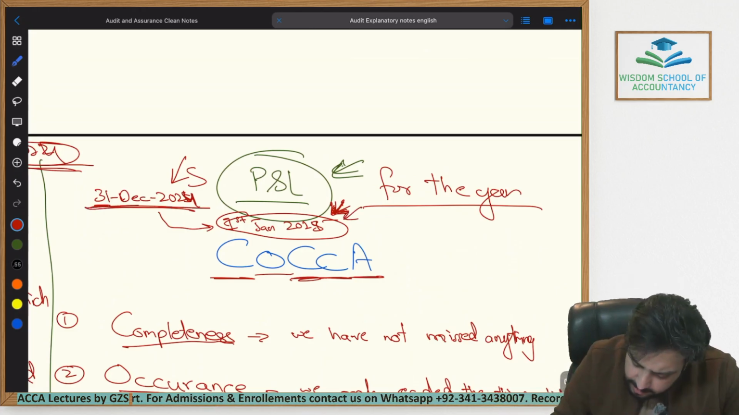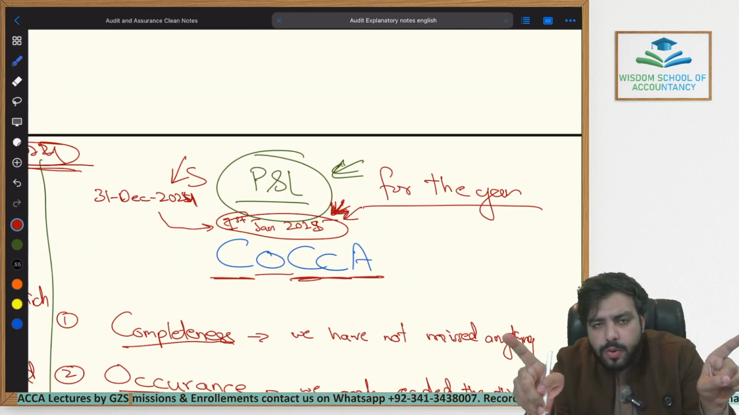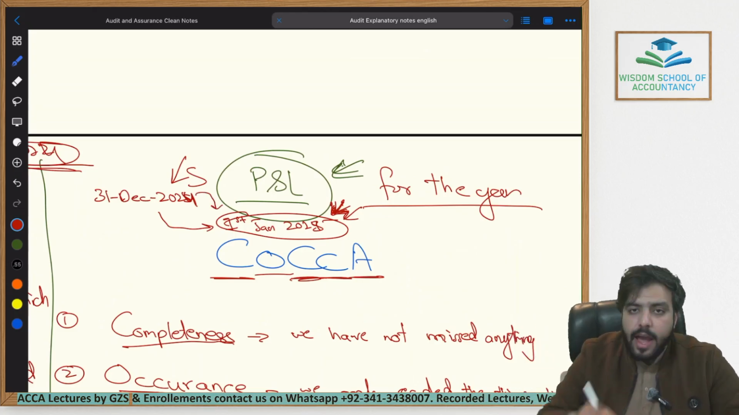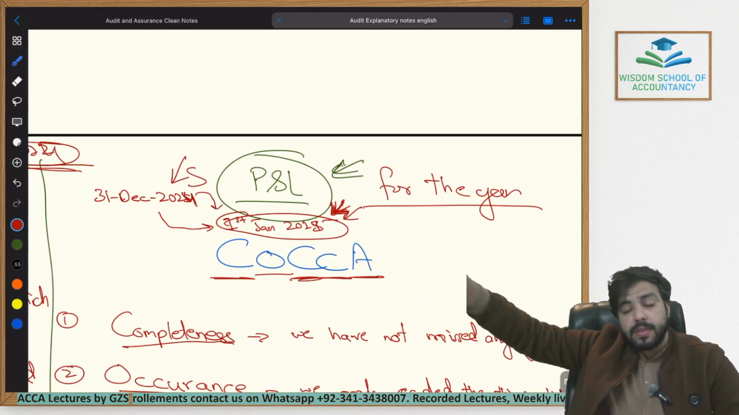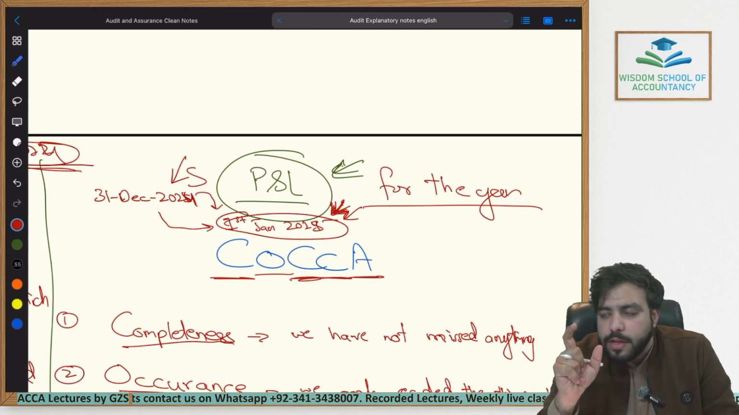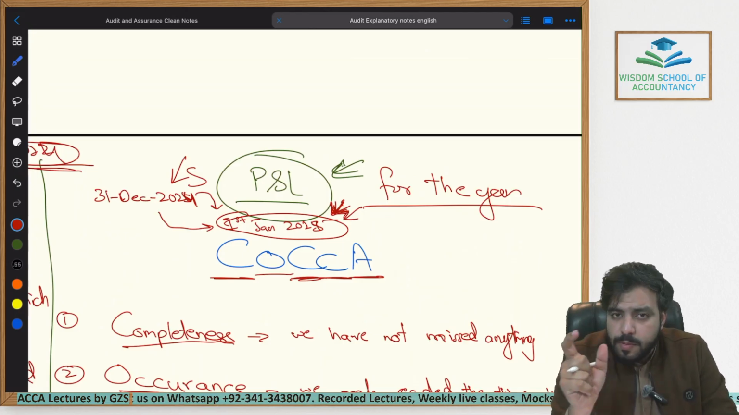This date is a cutoff. On this date, no extra revenue can be recorded. Anything that happens after this date has to be recorded in the next year financial statements. Now, there can be a lot of cutoff issues within your practical life as well, within your exam questions as well, which we will look at once we move towards substantive procedures.